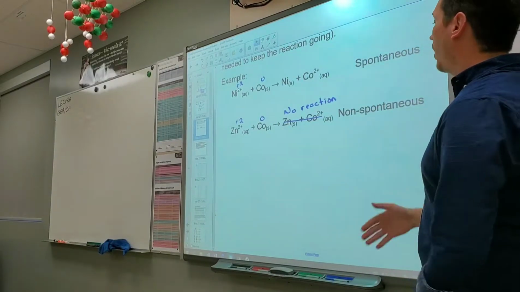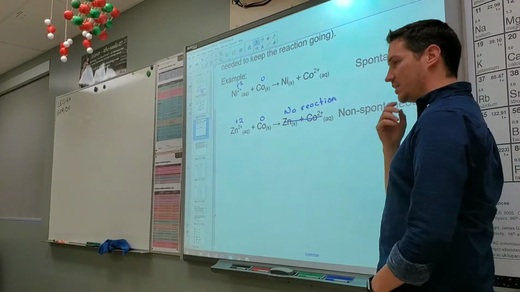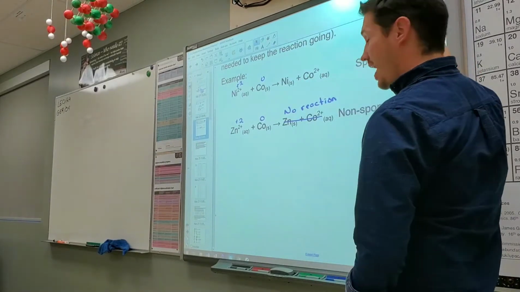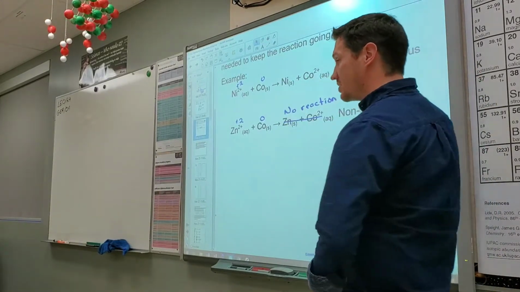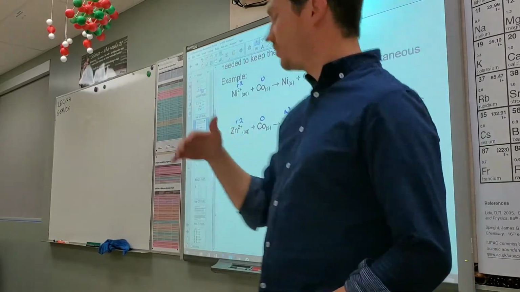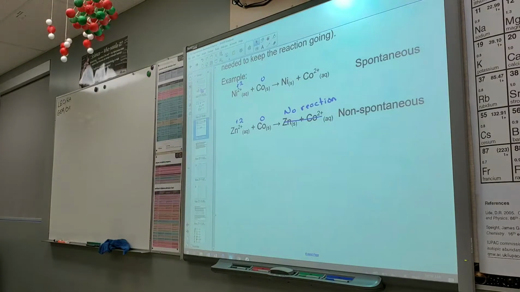And this is what we call either a spontaneous or a non-spontaneous reaction. You will see evidence of this reaction happening. You will not see any evidence of this reaction happening. So later on, when we're doing our review for this unit, I'll do a little demo and I'll prove this to you. It's just that our lab tech is really busy right now and she didn't have the time to make one for me.